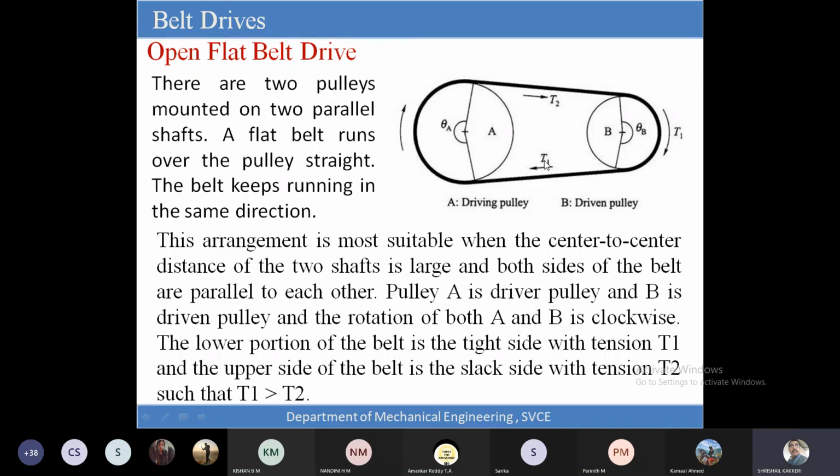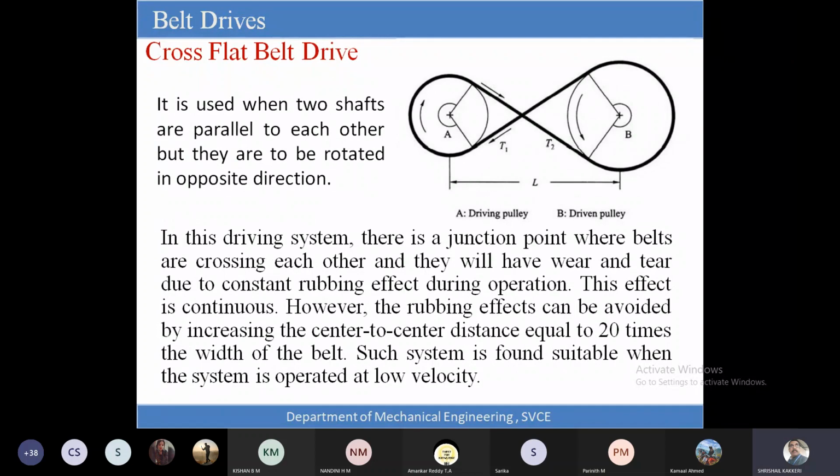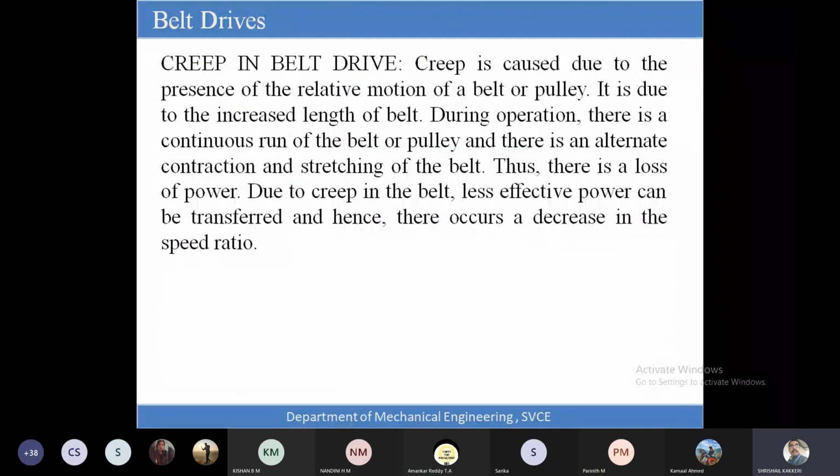Always the T1 will be a tight side, the tension will be more, and T2 will be the tension created in the slack side, it will be lesser. You can see that the portion of the belt which is in the tight side, once it goes to this side, it will be in the slack side. So due to this alternate positioning of the belt in the tightened and loosened position, what happens? The belt will be loosened, and due to this, what happens? The length of the belt will be increased. So this is called creep in the belt. The creep in the belt is due to tensions created in the tight side and the slack side.